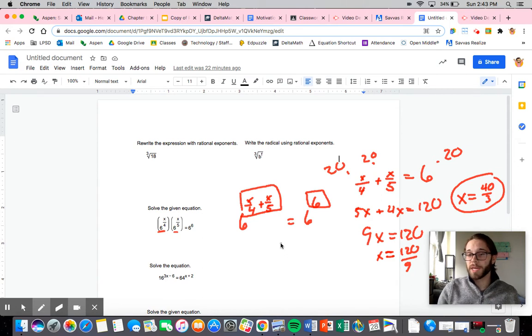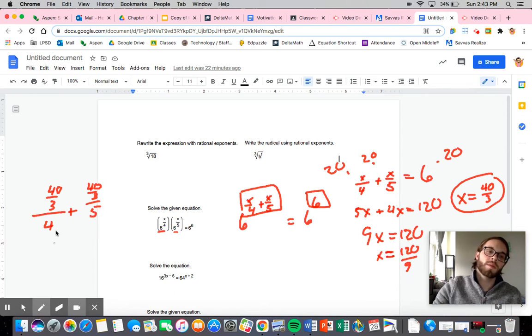Now, how could you actually go about checking that? Well, you could plug it in. So 40 thirds over 4 plus 40 thirds over 5. Well, this would be 40 twelfths, 40 fifteenths. And you have to figure out how to deal with that. I would say 60 would probably be the best base here. So that would be times 5, 200 over 60, times 4.